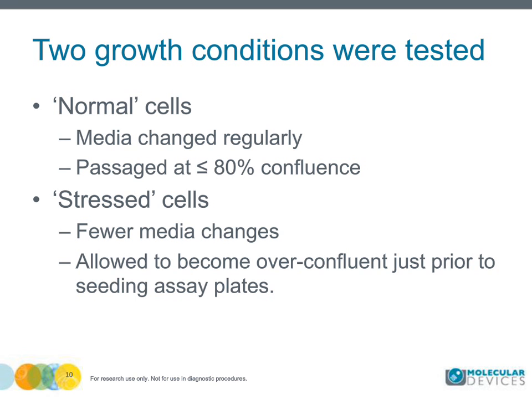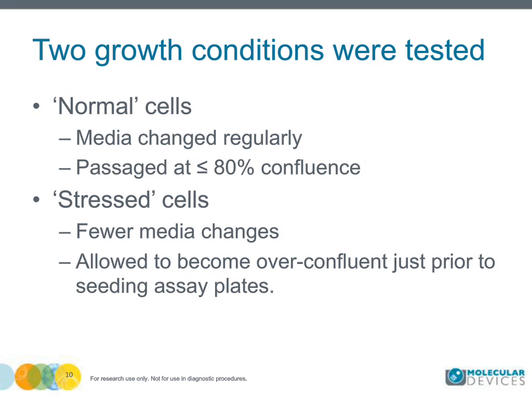Now the stressed cells were cultured in separate flasks. They were allowed fewer media changes, so in effect they were serum starved, and we would allow them to go without a media change for about 3 days before we seeded them for assay. So they are serum starved. And they were also allowed to become overconfluent just prior to seeding our assay plates for the experiment. At this point, we could see that the stressed cells were in full contact with each other. The pH of the media was clearly higher than normal, and we also could observe some floating cells in the culture. So this is what we're calling stressed.